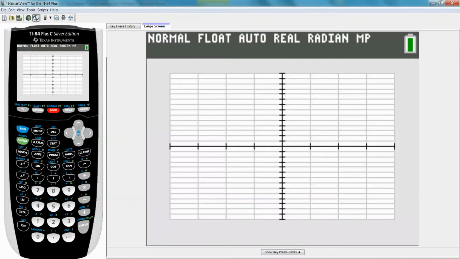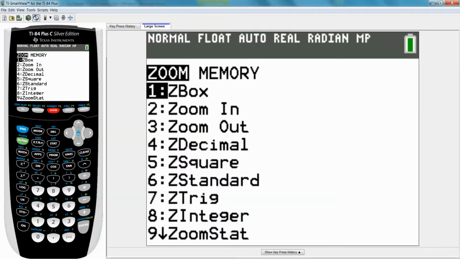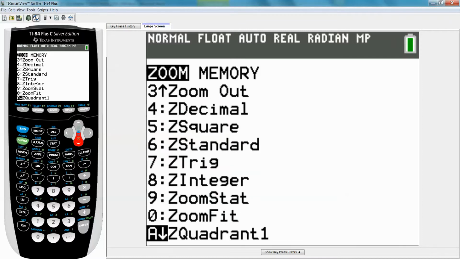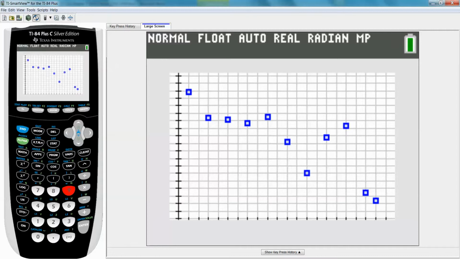So what we want to do is zoom, and now down at the bottom you see it on my calculator. You might have to scroll down to see it for yours, but it's number 9. You want zoom stat, because you put the data in stat, right? And you want stat plot. So zoom stat will set up a perfect window for it. And there you go. That's what it looks like.